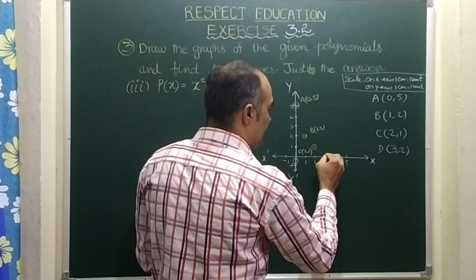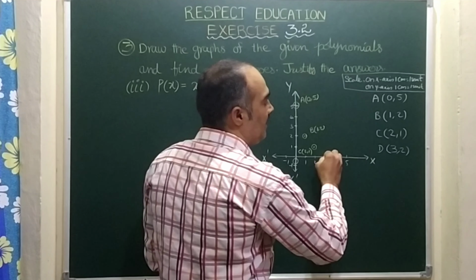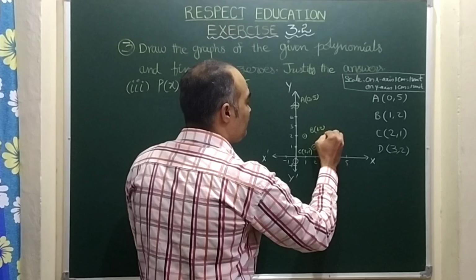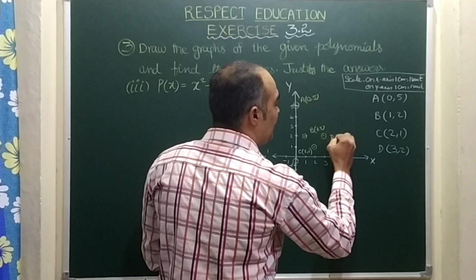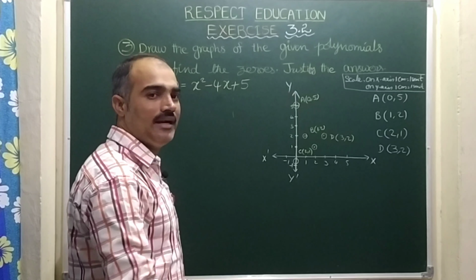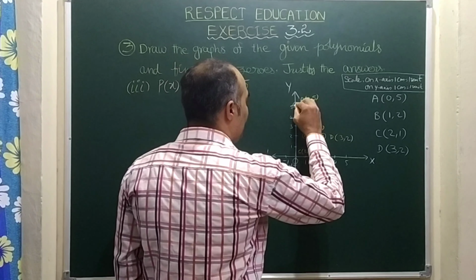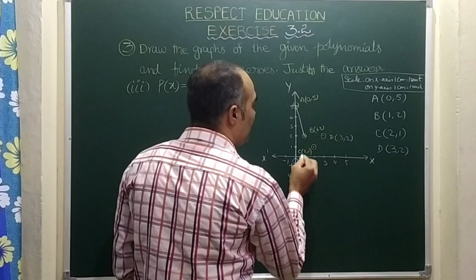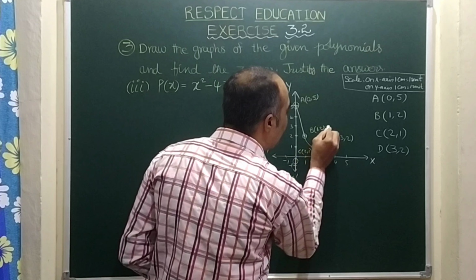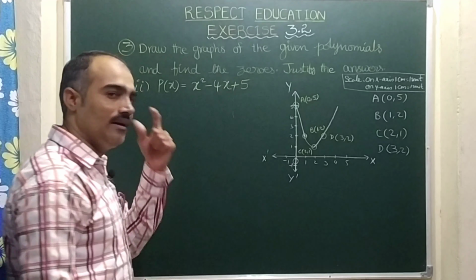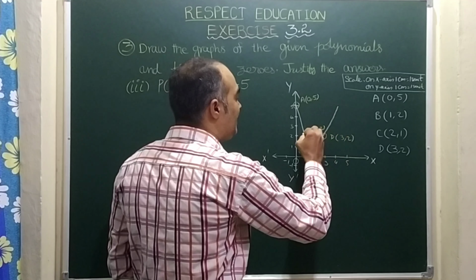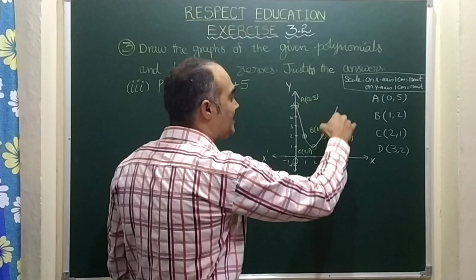And here this is 3. Right? Then the corresponding value is positive 2. So here it comes. This is D 3, 2. Now here with free hand let us join all the points. See here A to B, B to C, C to D. Right? So here you observe, does the graph intersect x-axis anywhere?